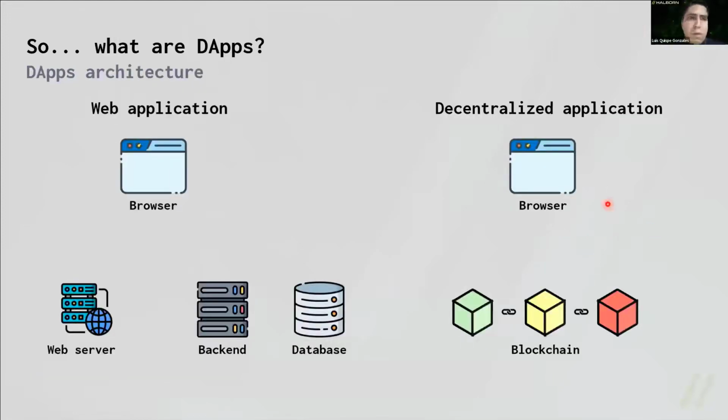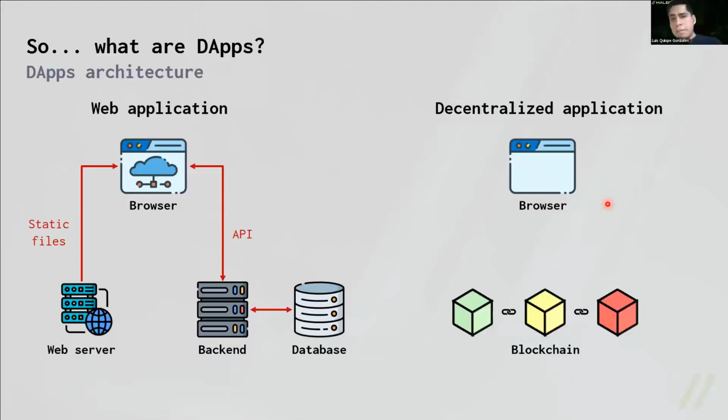Great. What is the architecture inside a DApp? We can compare it with a web application. For example, in a web application, we have a browser that retrieves static files from a web server. By static files, I mean HTML, CSS, JavaScript. And then the browser connects to a backend, for example, through an API. The backend connects to a database, and so on.